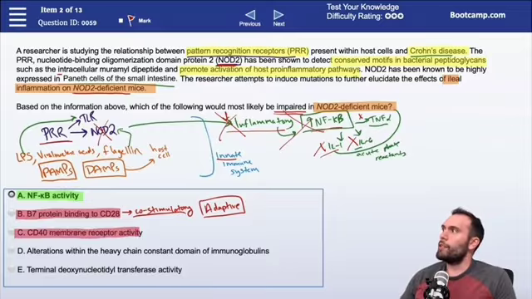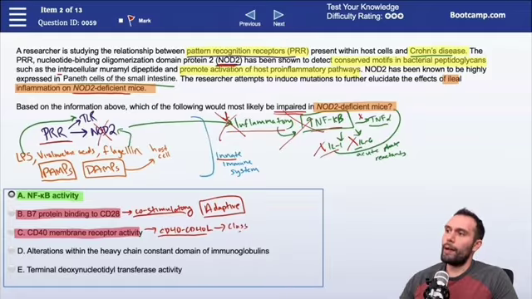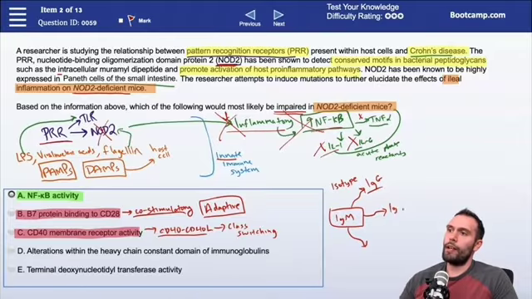CD40 membrane receptor activity. Now, this is actually a pretty big one. CD40 and CD40 ligand, which we're going to talk a lot about in this series, come together to allow for class switching of antibodies. Remember, IgM is kind of like this generic antibody that we have, and we can make more specific forms of our antibodies by adjusting the isotype, to make things like IgG, great for our memory responses, IgA at mucosal surfaces, IgE, etc.